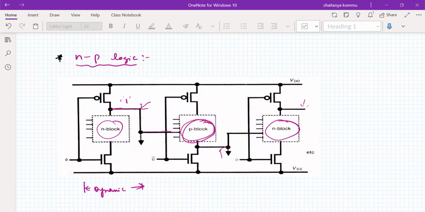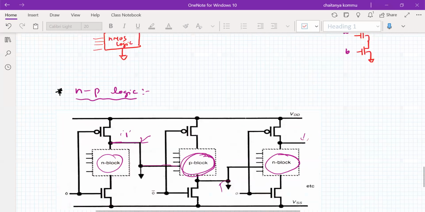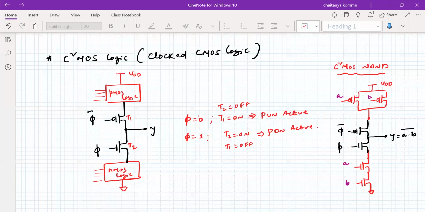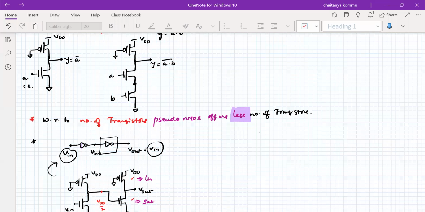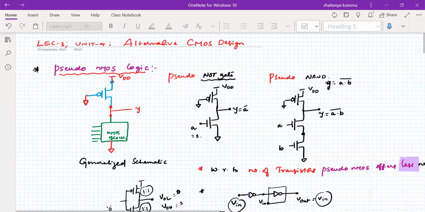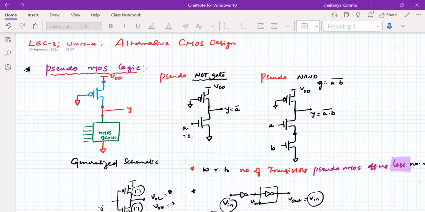NMOS and PMOS logic can be implemented using alternative NP logic. So these are the different alternative ways we can implement in CMOS logic. All right, the remaining things we will see in the next class.